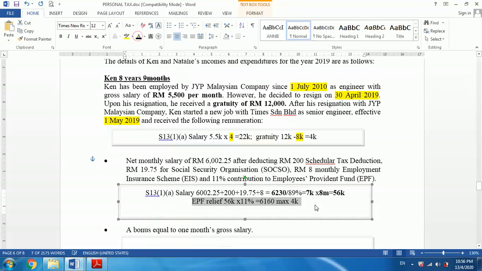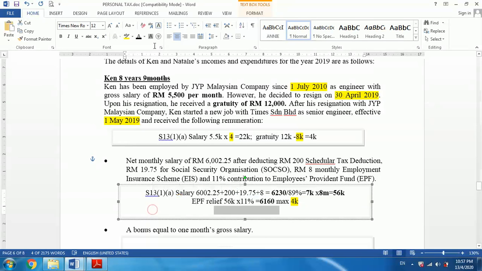The first one is EPF. Yes, according to the question, it stated that he actually deducted 11% of his salary for EPF, right? So we use the total gross salary here times 11%. This is what he contributes to his EPF. According to the employee contributions of EPF, it will be under EPF relief, but the maximum is only 4,000. So this one, don't forget. Sometimes the question will not highlight EPF relief for you. You have to calculate it yourself.